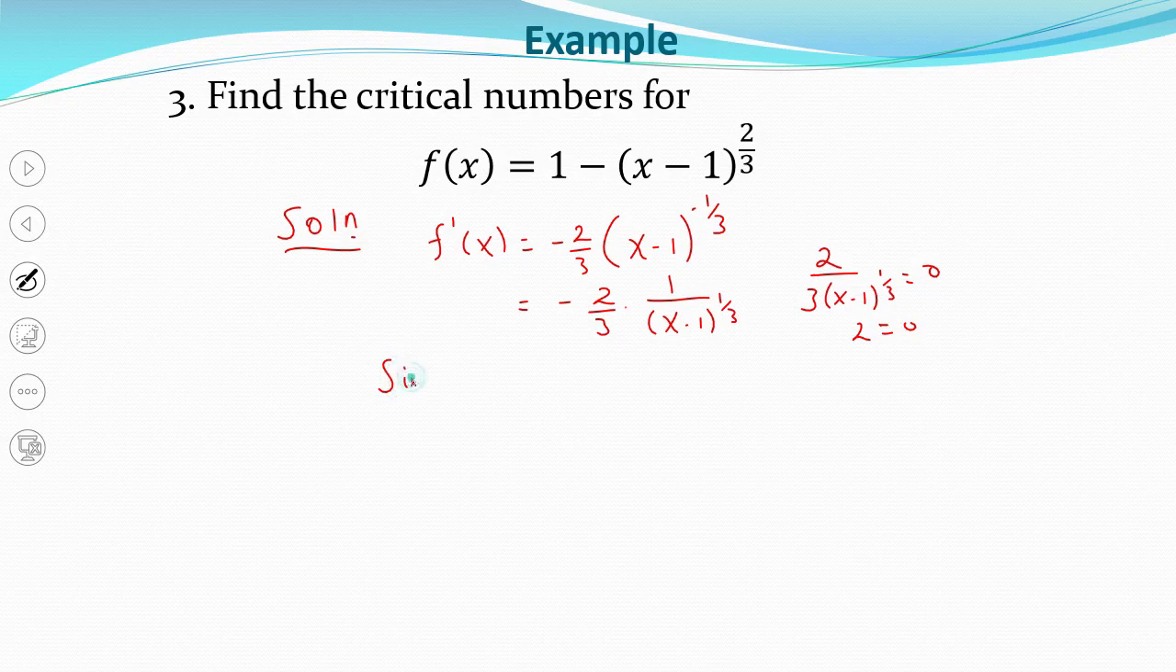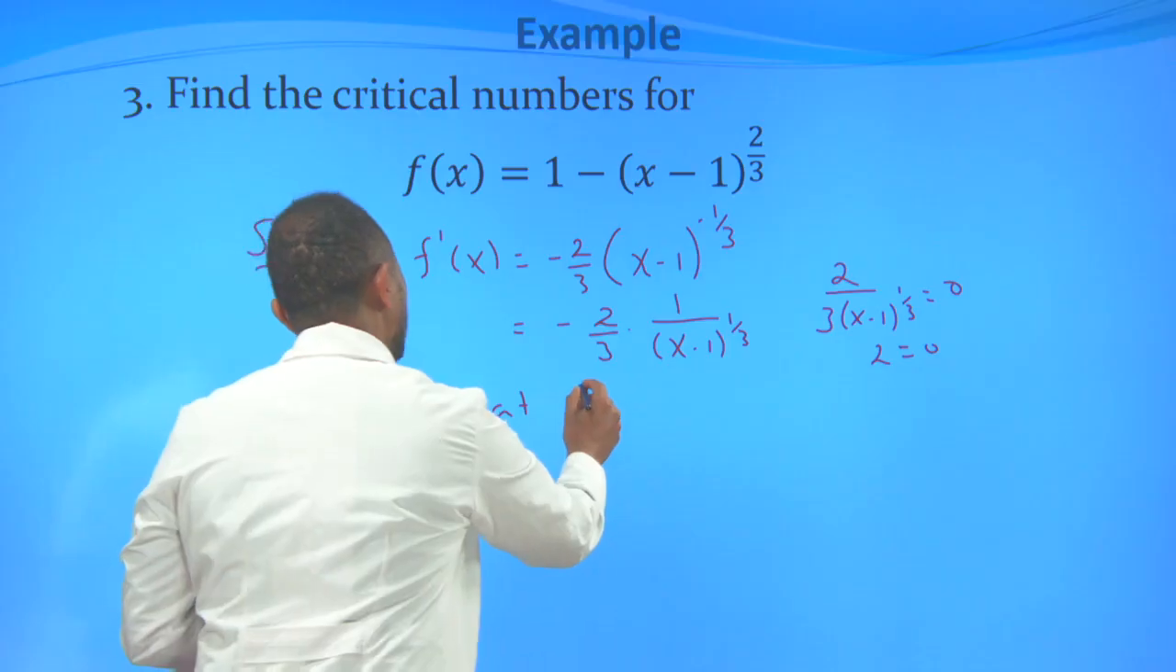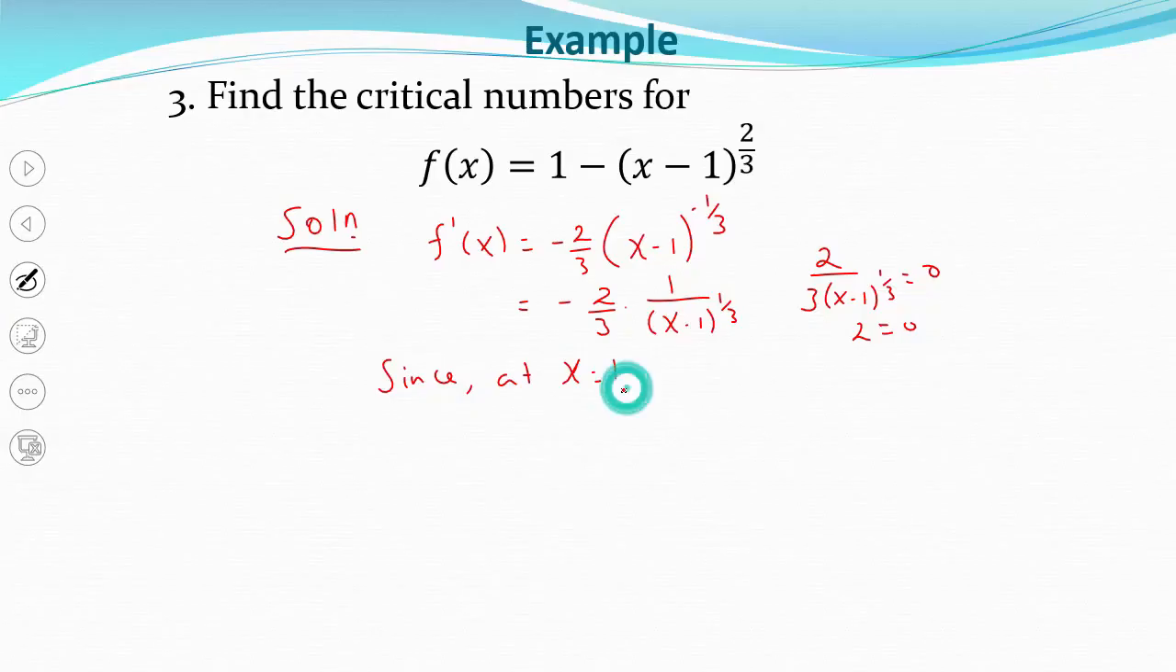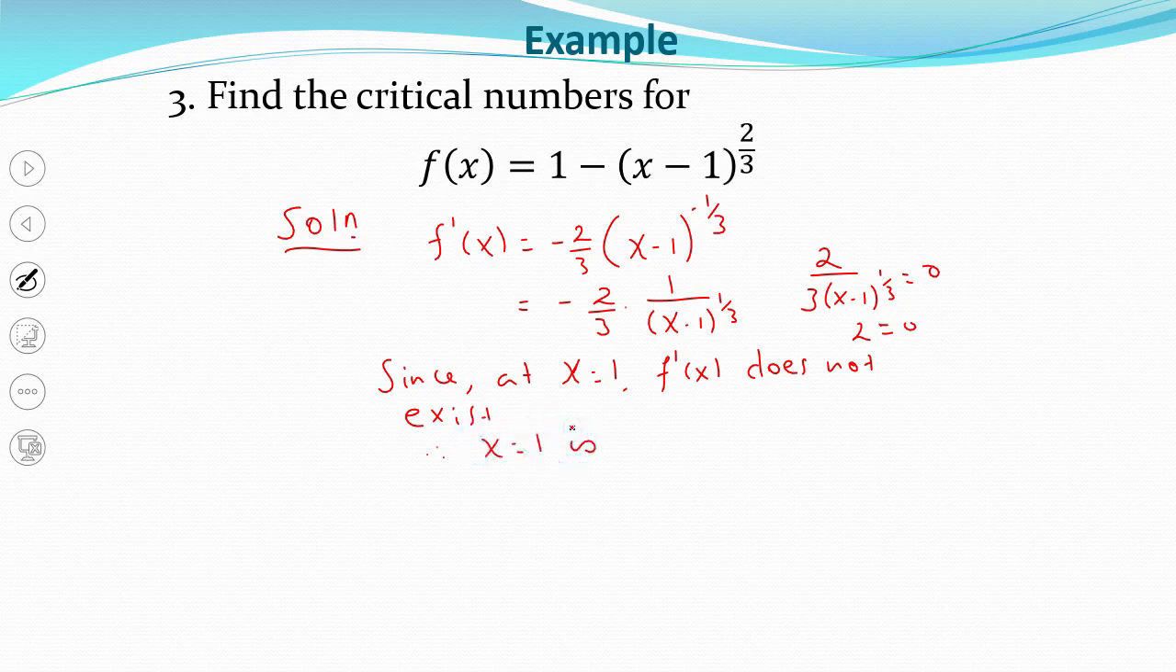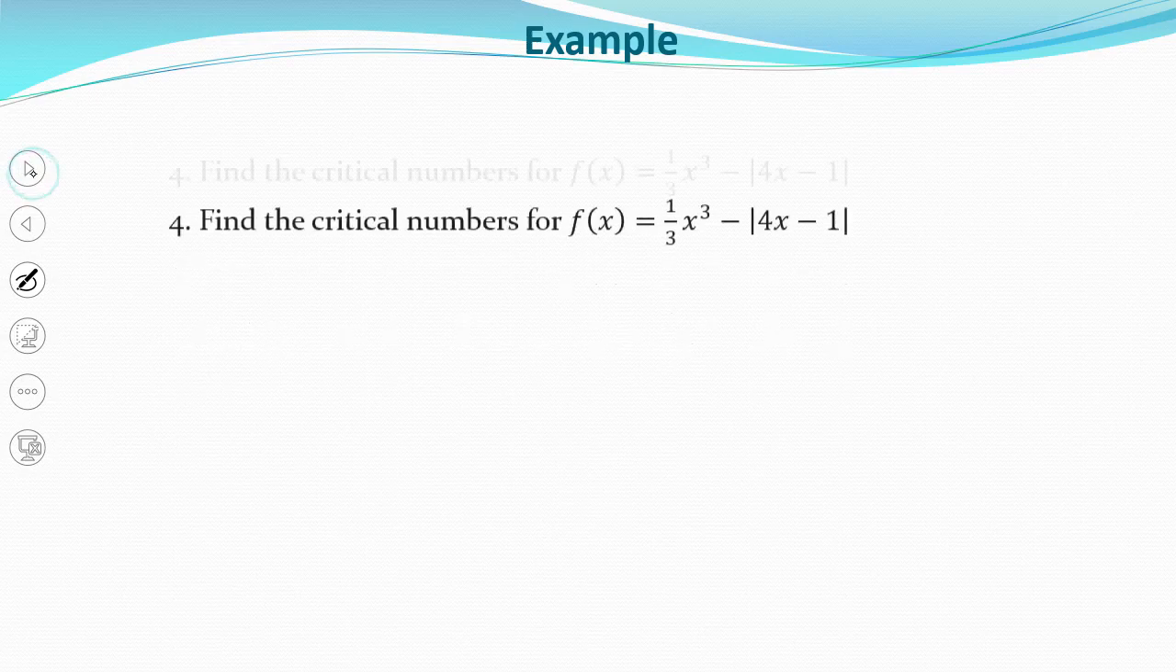Here, since at x equals 1, f'(x) doesn't exist, and 1 is in the domain of our function, therefore x equals 1 is the critical number of this expression. Okay, now let's proceed to the next part.